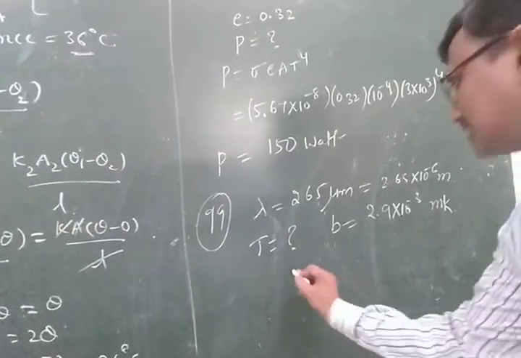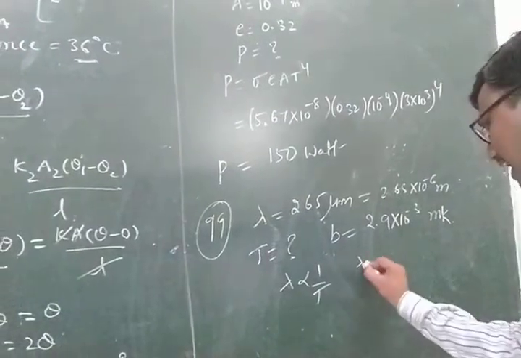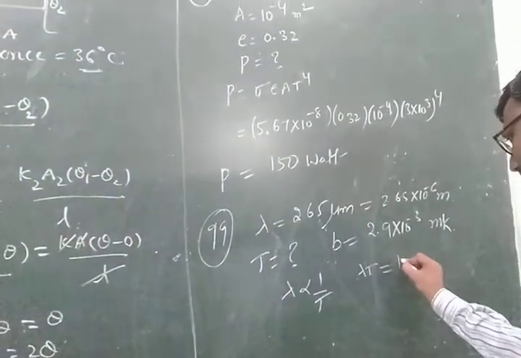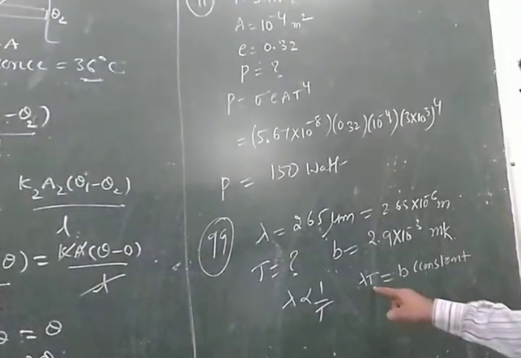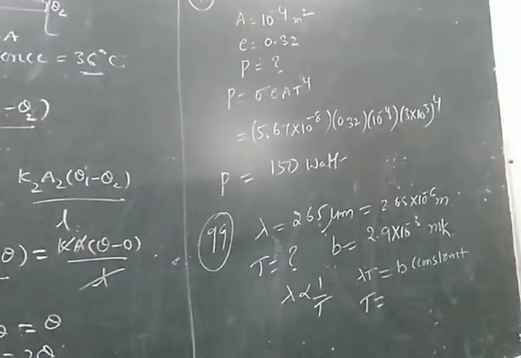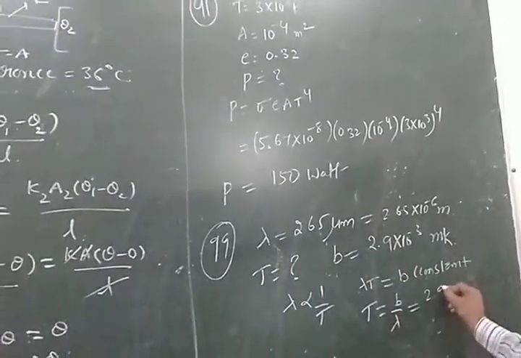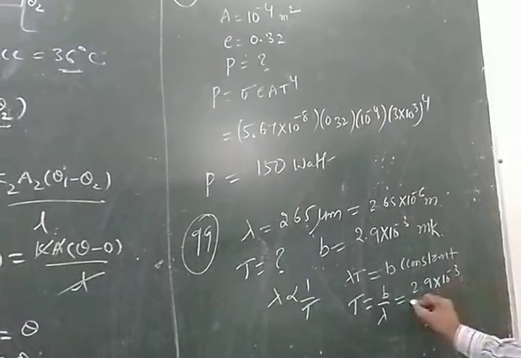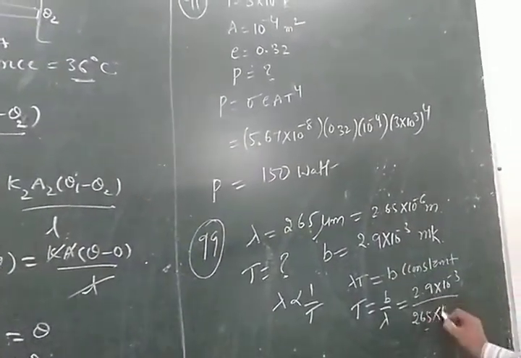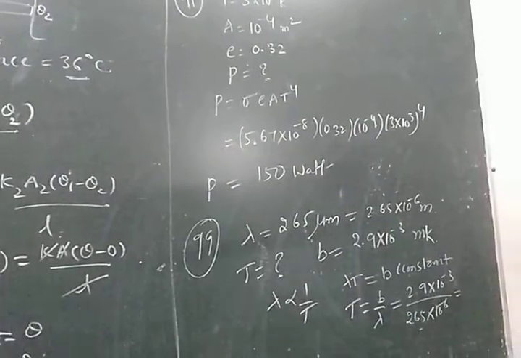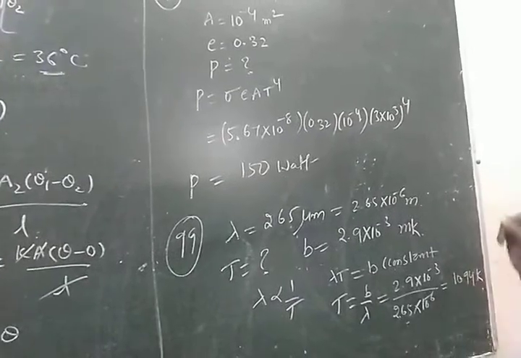According to Wien's displacement law, lambda is inversely proportional to temperature, so lambda times temperature is equal to a constant, denoted by b. We can find T equal to b divided by lambda. The value of b is 2.9 × 10^-3 divided by lambda, which is 2.65 × 10^-6. That is equal to 1094 Kelvin.